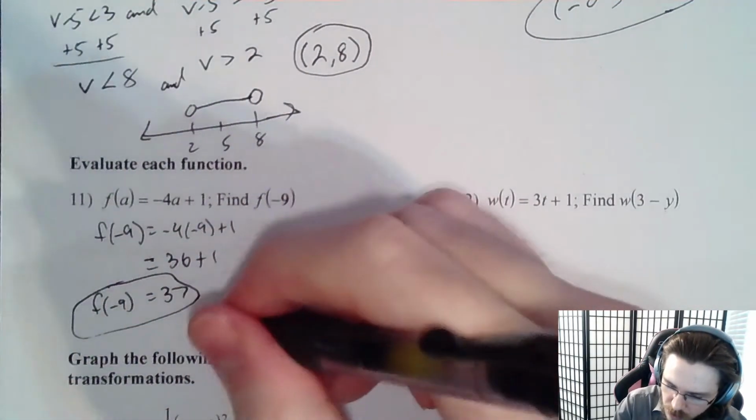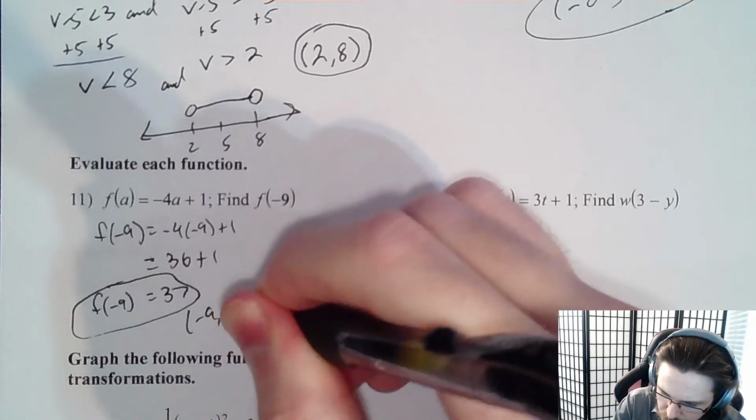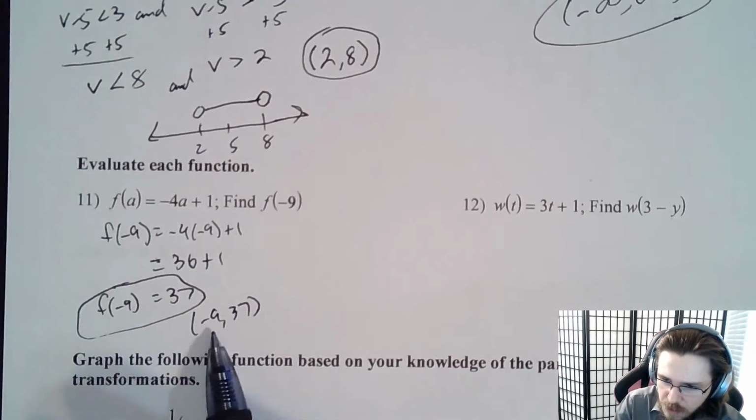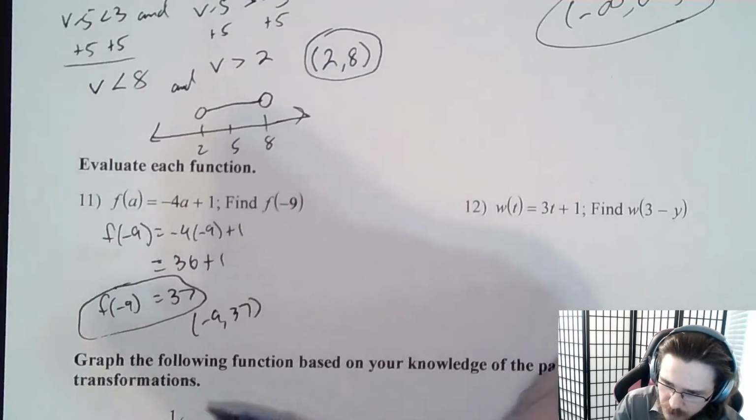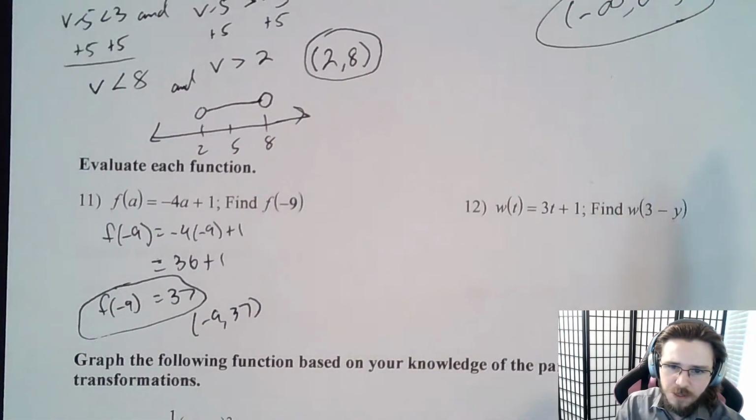Remember visually that this means that there's a coordinate -9 comma 37 on the graph. Notice how this one is a coordinate and that one is an interval, and the only way to tell is by context of the question, so you've got to be careful.